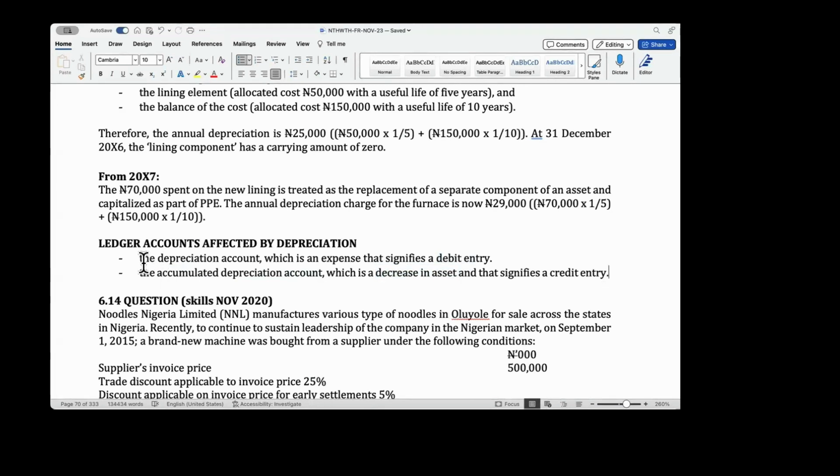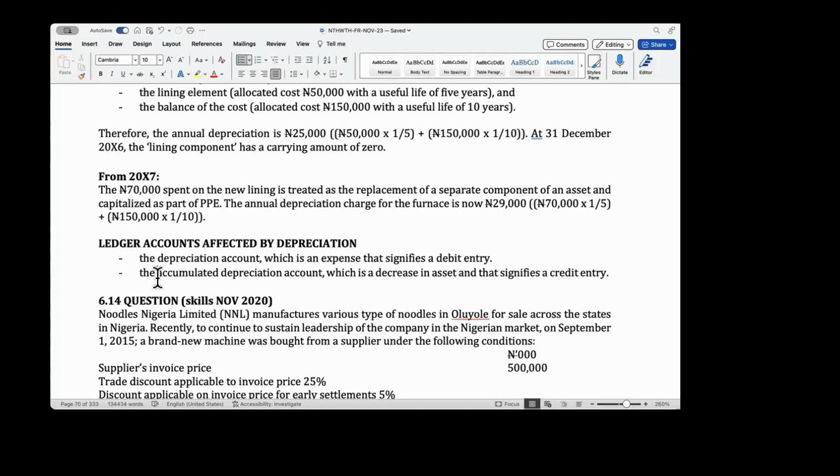So you will see that depreciation has nothing to do with assets directly. Depreciation, you debit depreciation account to P&L, which is an expense. And the other leg is accumulated depreciation. And the aim of this accumulated depreciation is such that you can track how much of depreciation you have charged till a particular day.